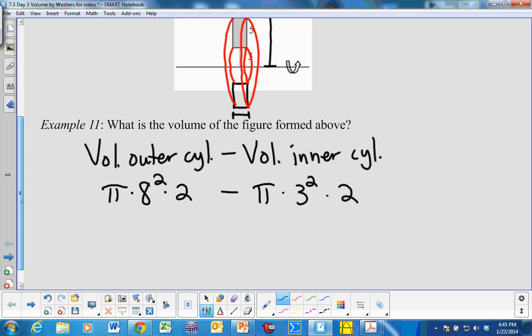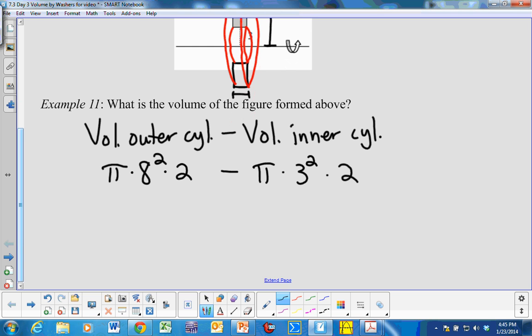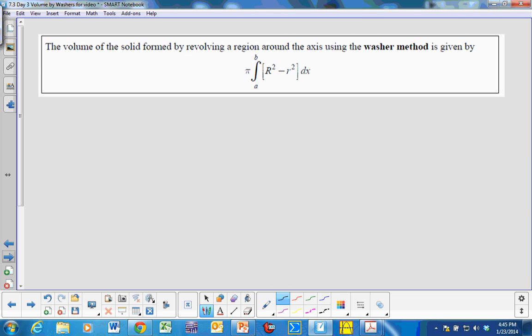So we can do some factoring and simplifying with this, and then you can see where the formula comes from. Both of these have pi, so we can factor out pi, and then they both have a 2 in it. They're both going to have the same width, so we can put the 2 on this side and factor it out also. And then you're going to have left just the outer radius squared minus the inner radius squared. So if we look at the formula, we can see that's exactly what it is.